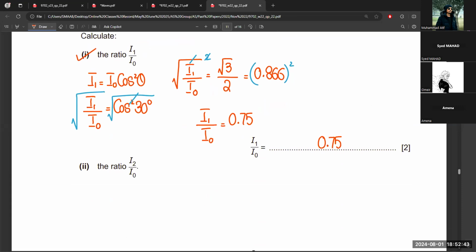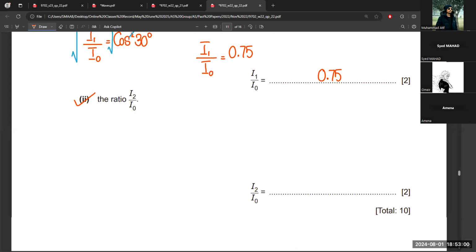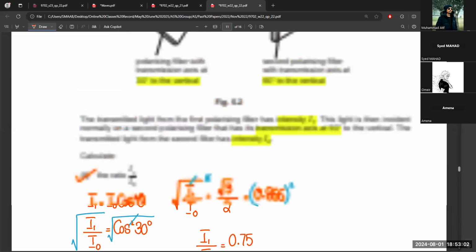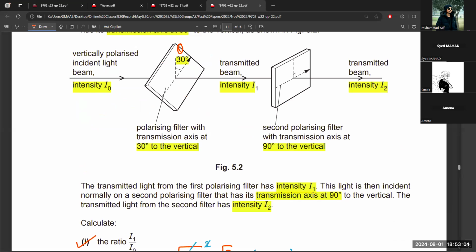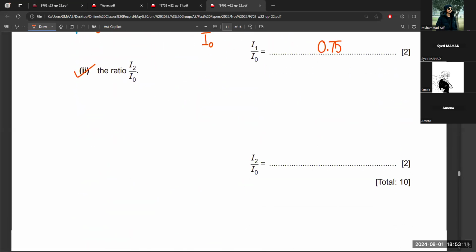Now again in the second part they are asking the same idea with two other quantities, I2 and I naught. So now if you compare I2 and I naught, how will you get this answer? Basically for I2 we know that I2 will be compared with I1 because I1 is the reference for I2, just like I naught is the reference for I1. So I2 is linked with I1.